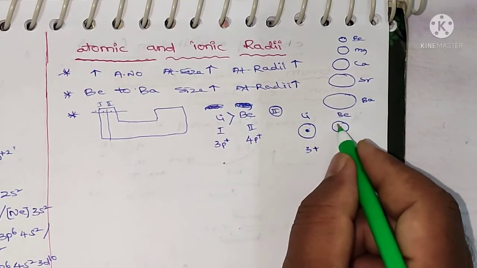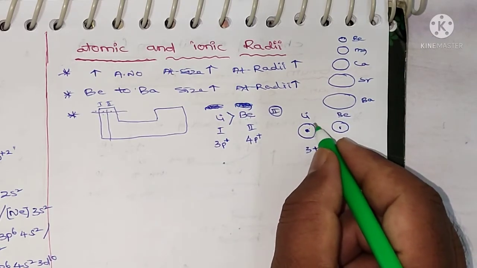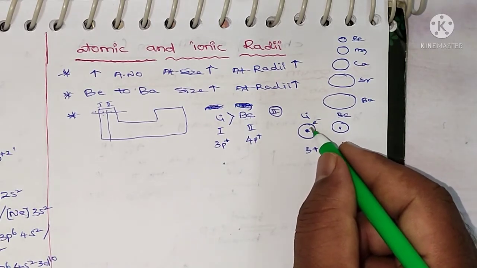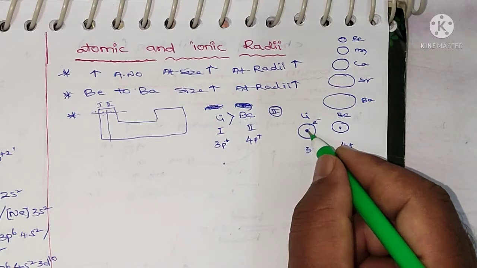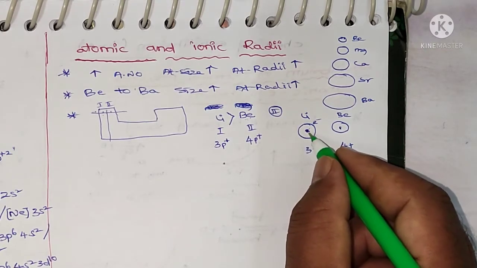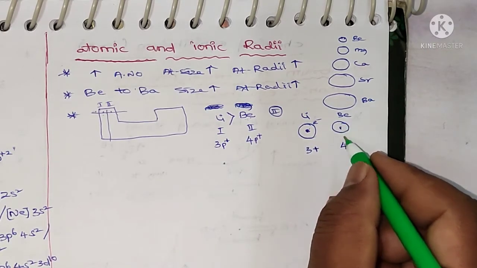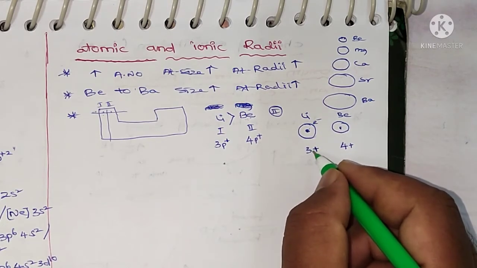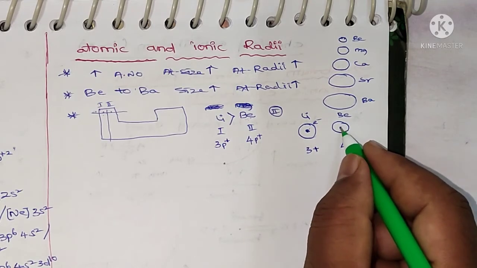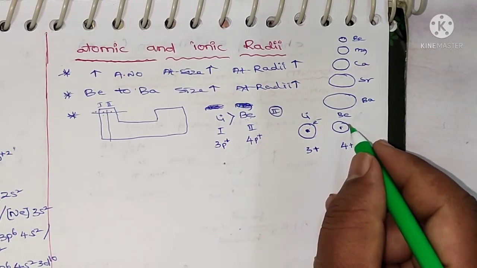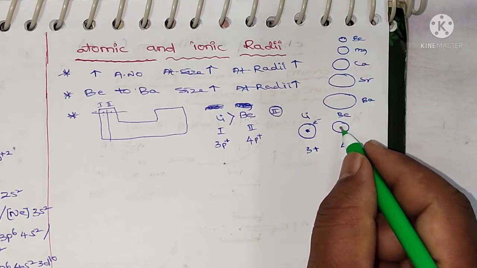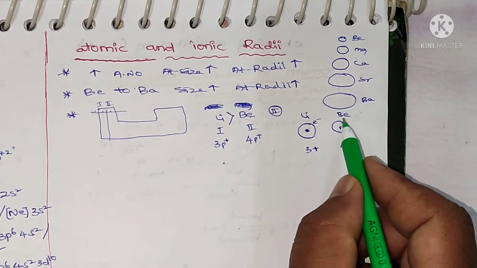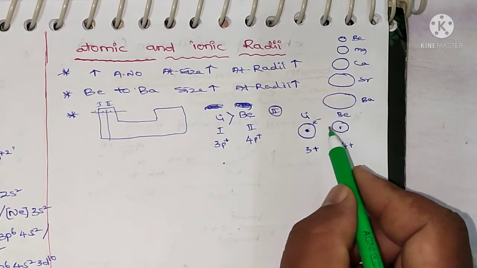In orbits there are electrons. The electron's charge is negative, so the electrons are attracted towards the nucleus because in the nucleus we have positive charges. Here in beryllium there are 4 positive charges, but in lithium there are only 3 positive charges. So in beryllium the electrons are strongly attracted towards the nucleus, then the size will decrease. So here the beryllium size is smaller than the lithium.